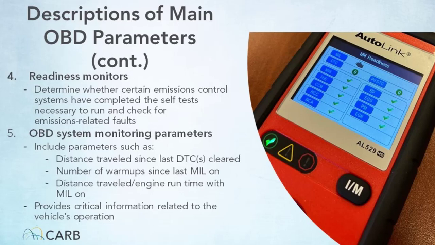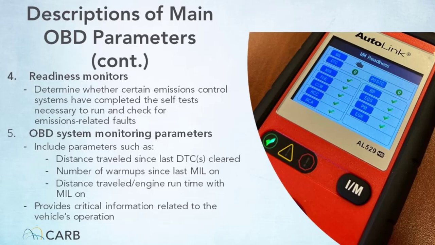Another key parameter in the OBD data is the readiness status of the OBD monitors. This information helps determine whether the necessary vehicle operating drive cycles have been completed in order to allow the OBD system to run and check for emissions-related faults. If the needed drive cycles have not been completed, the OBD system has not yet necessarily had enough time to fully determine whether the emission control components are operating as required or not. Other parameters, such as distance traveled since last DTCs cleared, number of warm-ups since last MIL on, are also collected as they reveal important information about the tested vehicle's operation.